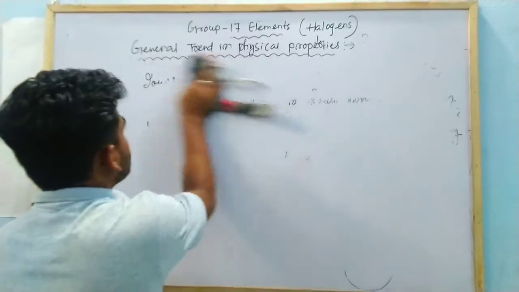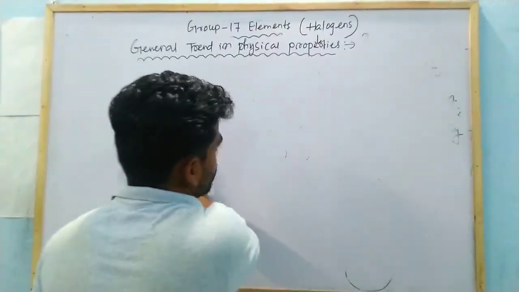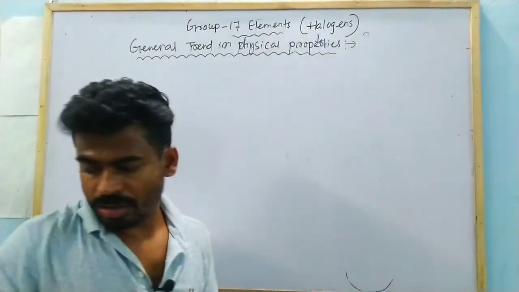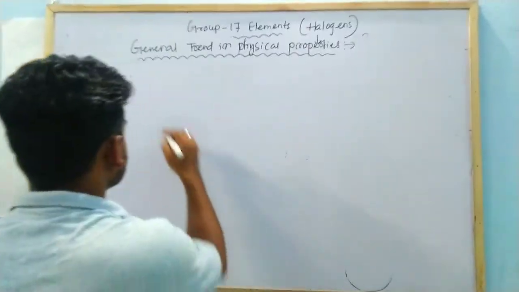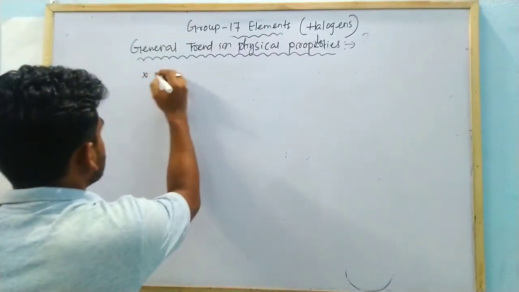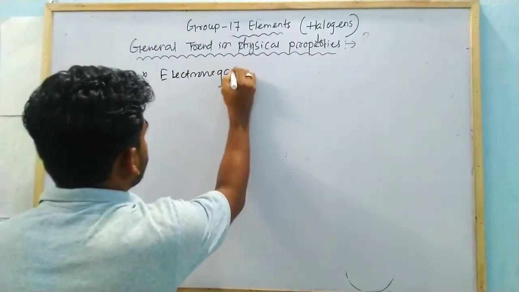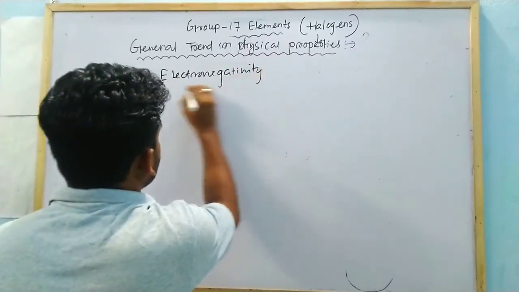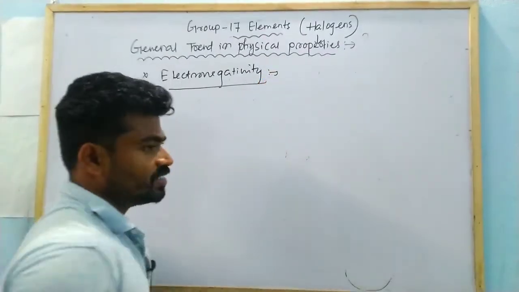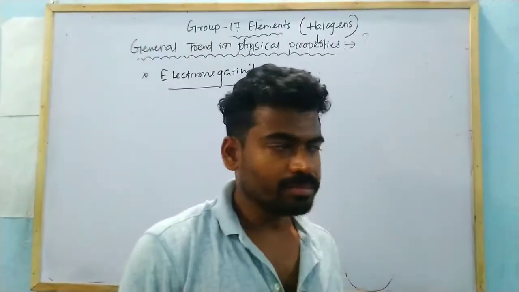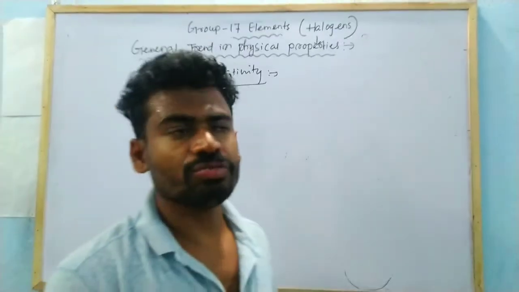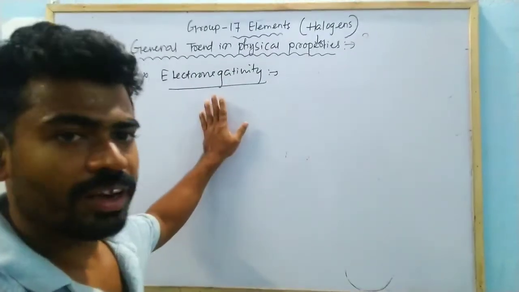Next concept, next trend in property, that is electronegativity. Electronegativity means the tendency of an atom to attract electrons towards itself.